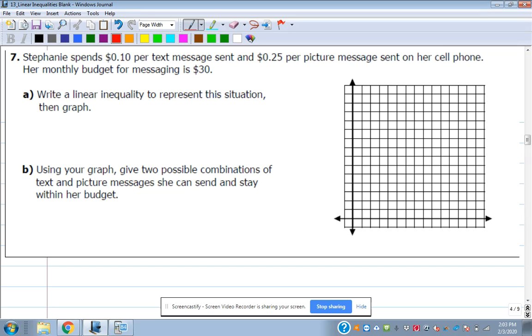So what's that mean about a budget? $30. That's the maximum. She can't go over that. So mom says I'm putting $30 is all you get to spend on those things, and you can't go above that. So inequality for that text messages. Well, let's use, I'm going to use X for text. So 10 cents for text messages plus 25 cents for picture message, and I'm just going to use Y because X and Y go together. And then what should we be to the $30?